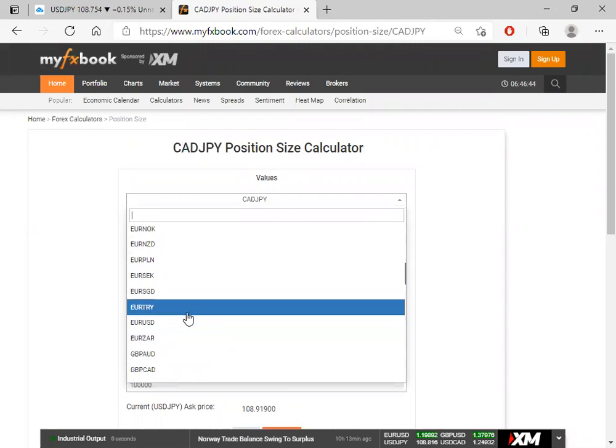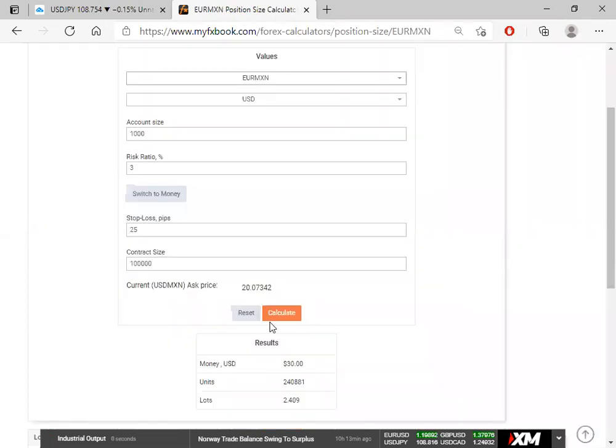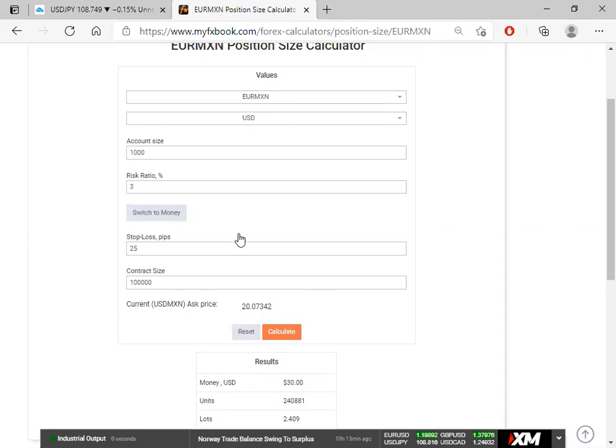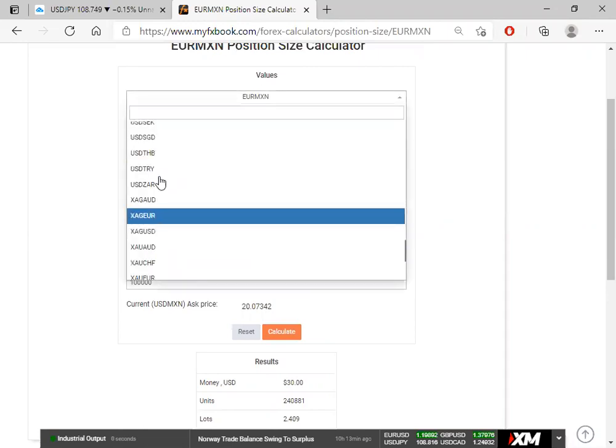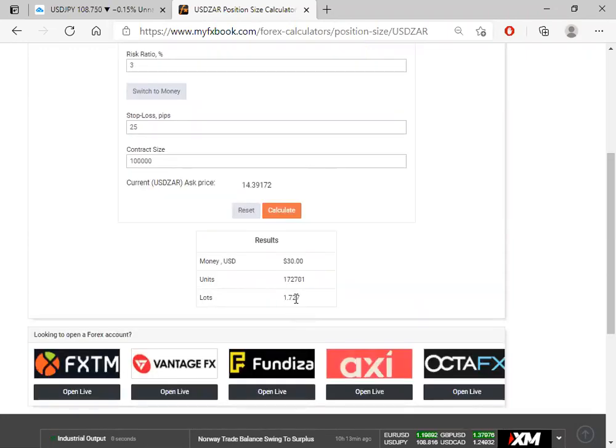I don't usually trade the Mexican peso, but with the Mexican peso it's still $30, and you can see the lot size is 2.40. And I even saw the US dollar and South African rand over here. For those who trade the rand, you see here it's 1.72. That's basically $30. But you need to understand, obviously, that the pips and pipettes in the US dollar and South African rand aren't exactly the same.